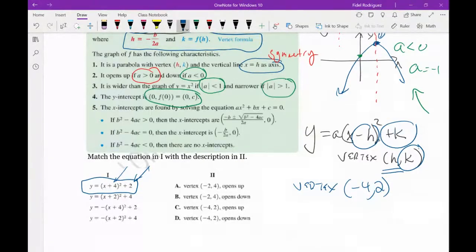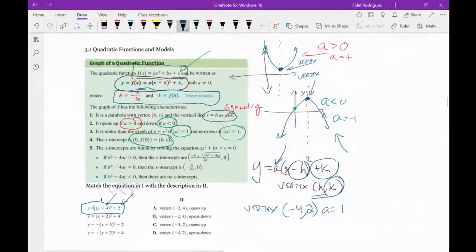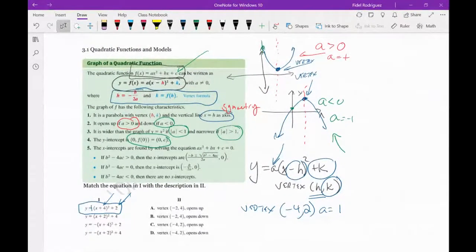And remember what we're going to be looking at. The other thing we're going to look at is the number in front of those parentheses. The number in front of these parentheses is a positive 1, so A is a positive 1. What we said earlier was, I'm going to zoom out. I know it's kind of hard to see, but I'll come back in. We said if A is a positive number, then our graph was going to open up. And if A was a negative number, then our graph was going to open down.